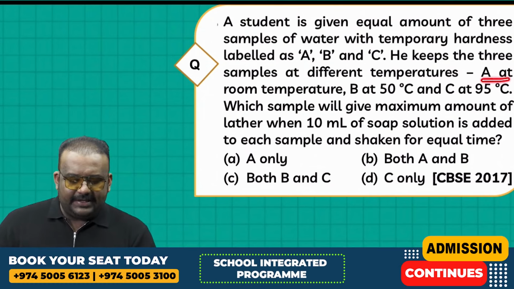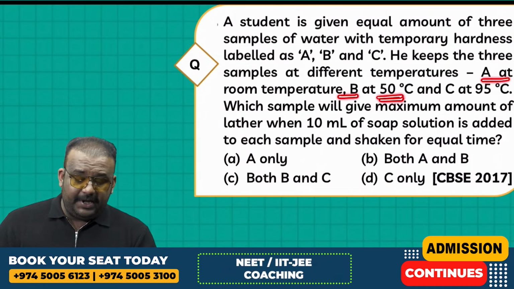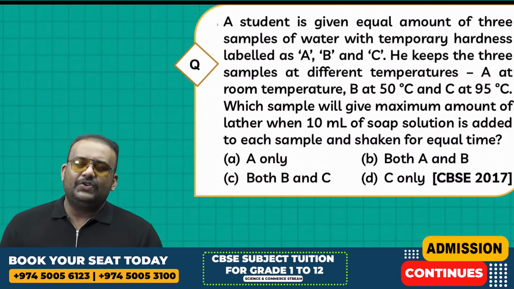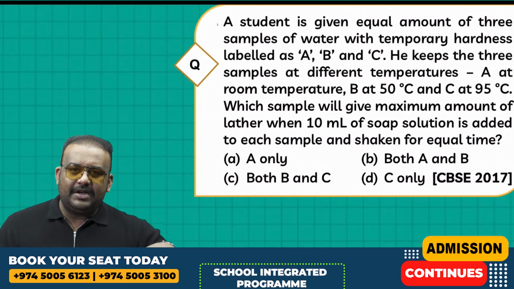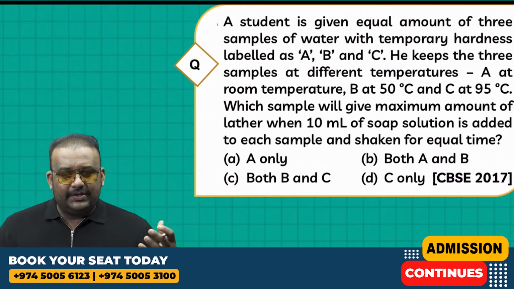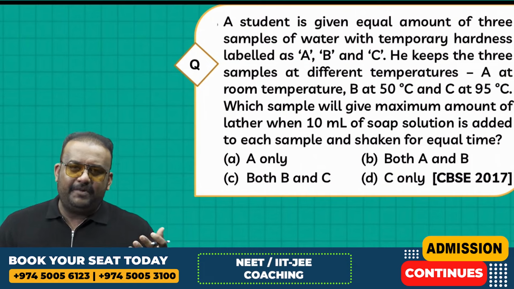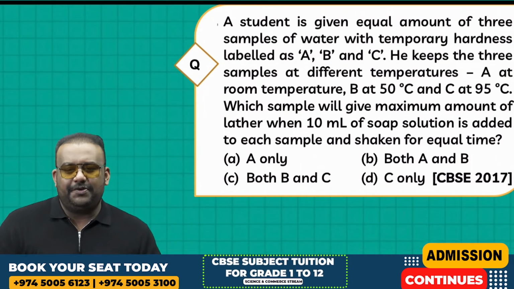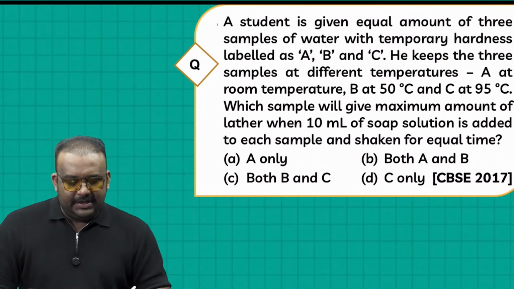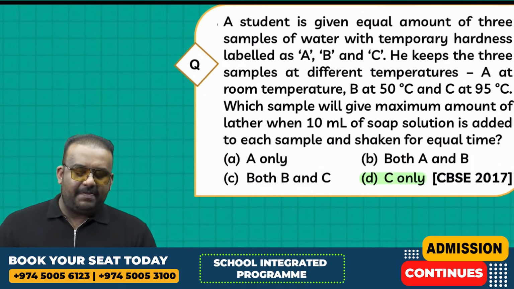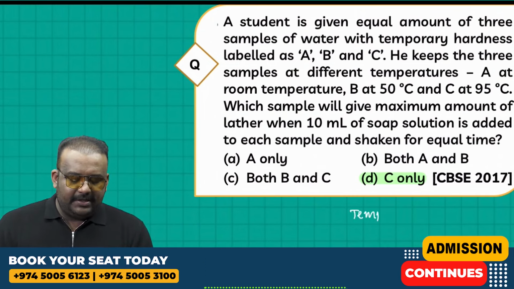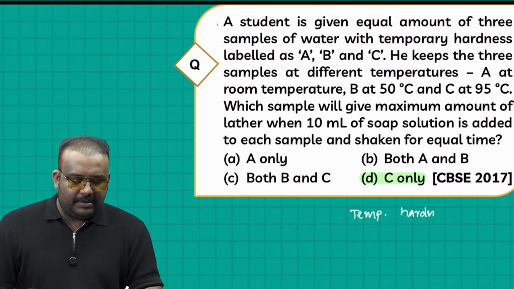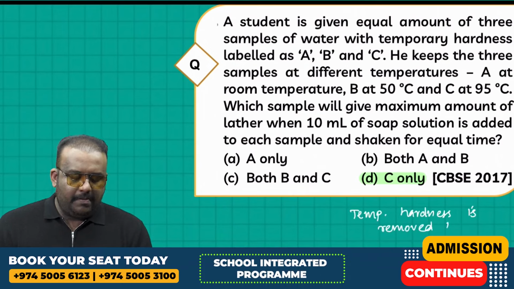You can see that A is kept at room temperature, B at 50 degrees, C at 95 degrees. So it's obvious that the tube kept at a higher temperature will have lesser hardness in its water. In that case, the lather formation will be maximum in that particular test tube. So the answer for this question is test tube C, which is kept at a high temperature. So what is the concept that we are using here? Temporary hardness is removed by heating.